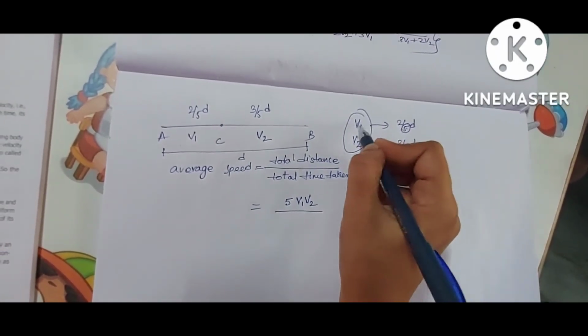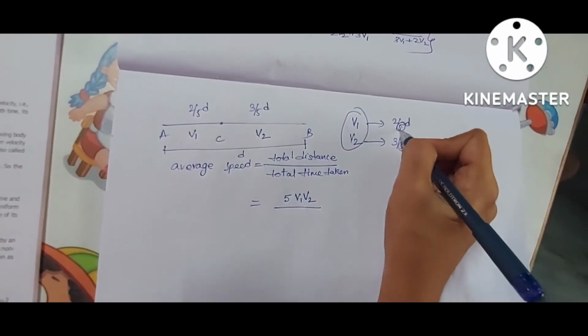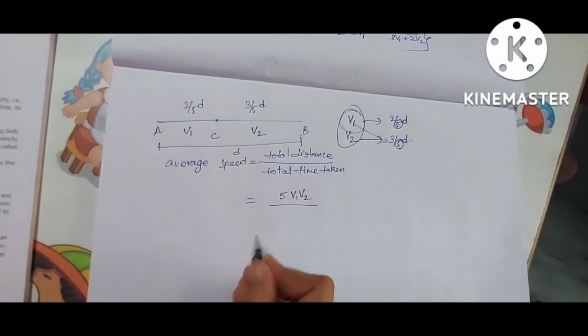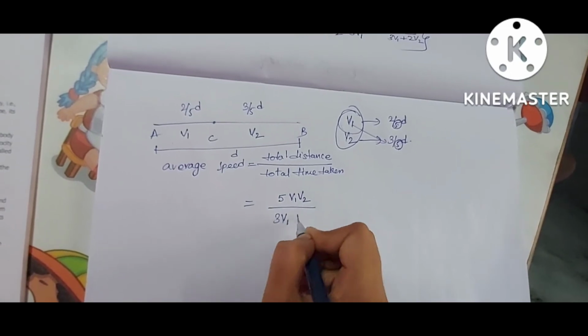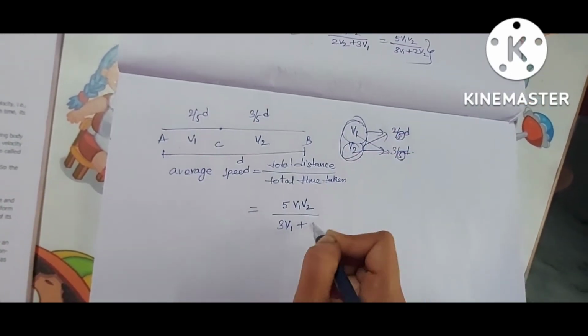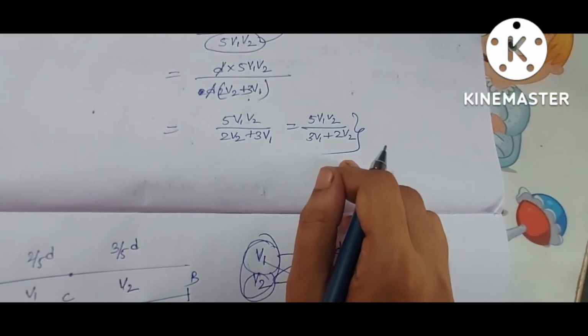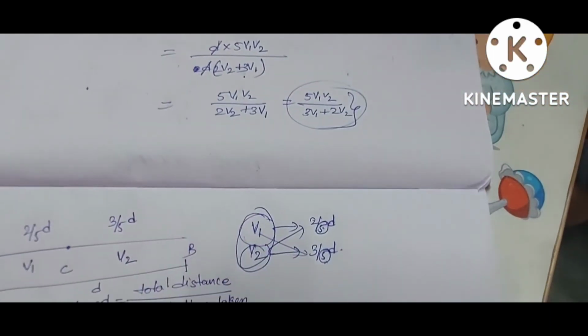So here V1 is 2 by 5. Instead of V1, let us cross multiply this: V1 into 3, 3V1, plus V2 into 2, 2V2. I think we got the same here, isn't it? It is a simple way to find it.